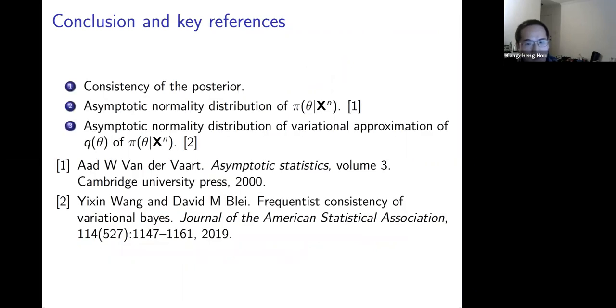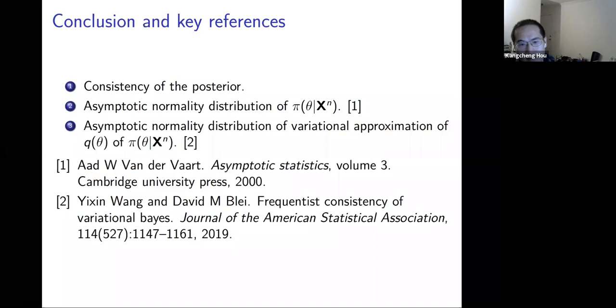Next slide, please. Okay, so finally, we give the conclusion. We first show the consistency of the posterior, and we also show the asymptotic normality of the true posterior. Finally, we show the asymptotic normality of the variational approximation. And these are two key references.